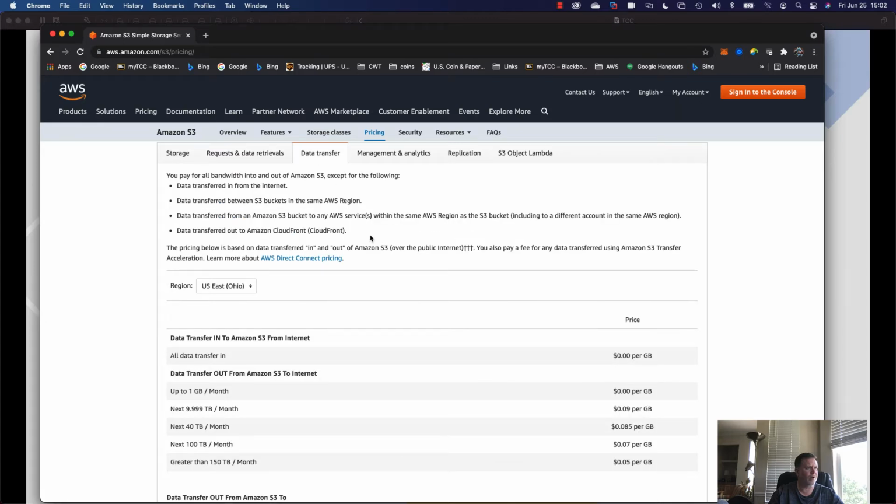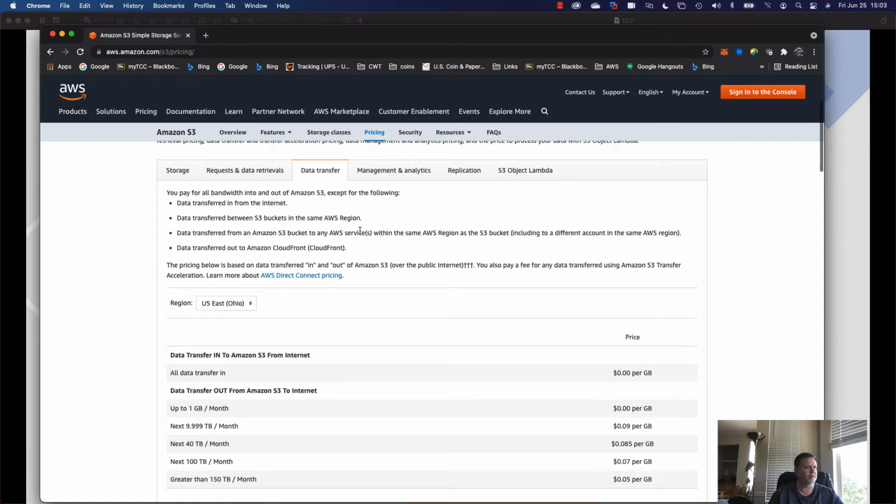You also pay for data, right? So all data in is free. The first gig out is free, and then it's 9 cents per gig out. So this is where it adds up, right? On this data transfer, the storage was 2.3 cents a gig, but to actually use it and pull it out, it's 9 cents a gig, right?